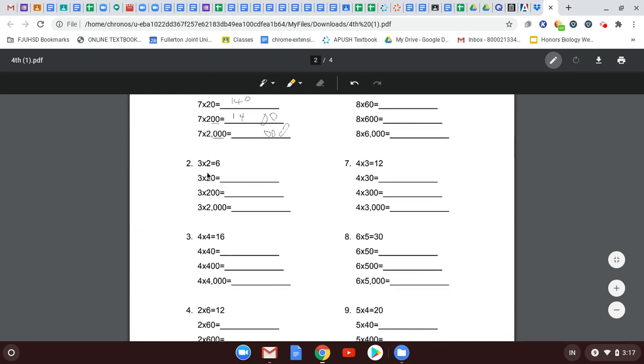Same thing for number 2. 3 times 2 is 6. 3 times 20 is basically 60. 3 times 200 is basically 600. And 3 times 2000 is basically 6000. Okay.